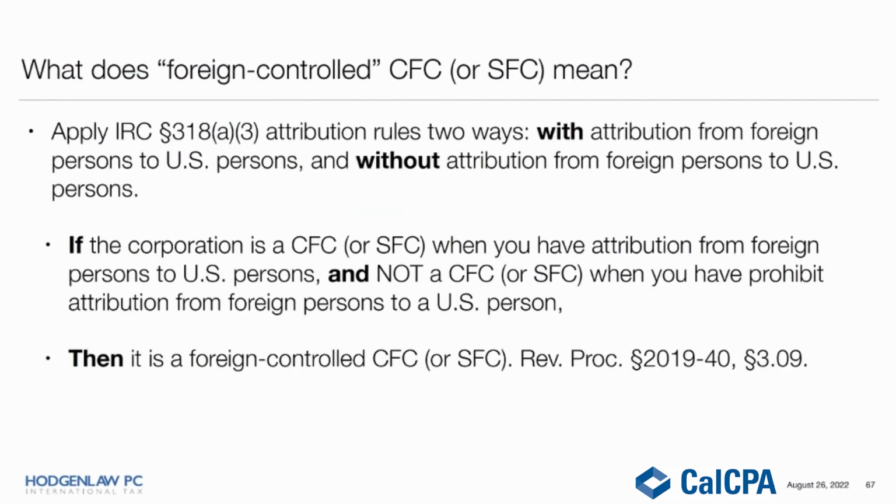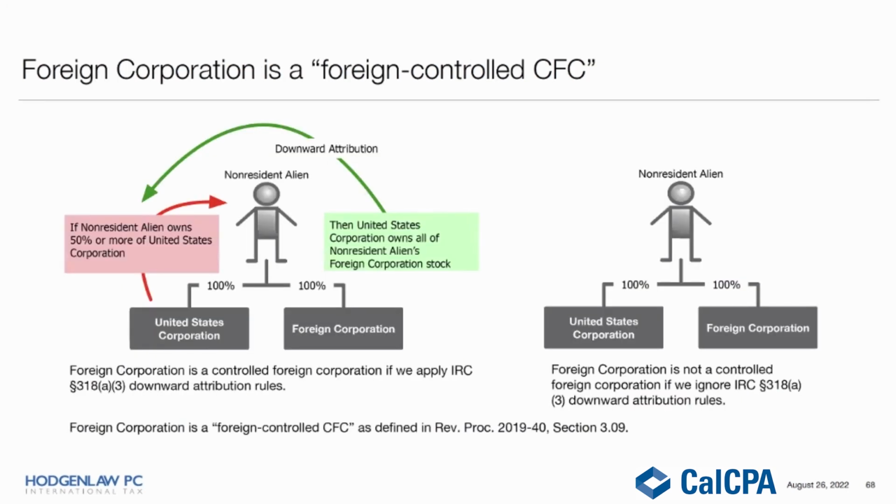And so foreign controlled, what you figure out for this purpose is you run the attribution rules two ways, with and without downward attribution. And if it's a CFC with downward attribution and it's not a CFC without downward attribution, then it's a foreign controlled CFC. So it's like CFC light.